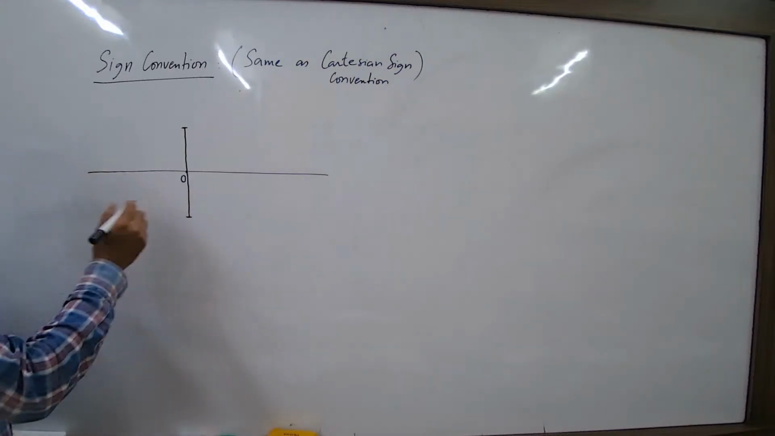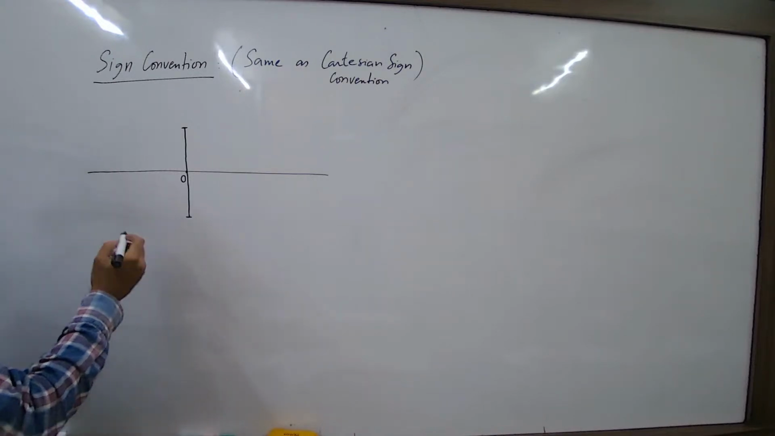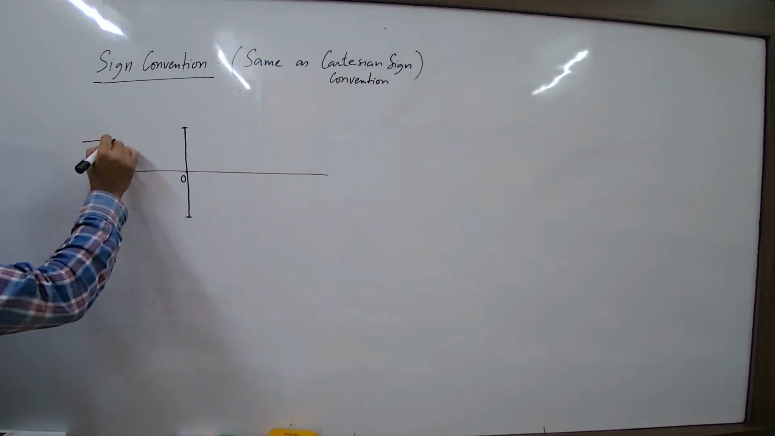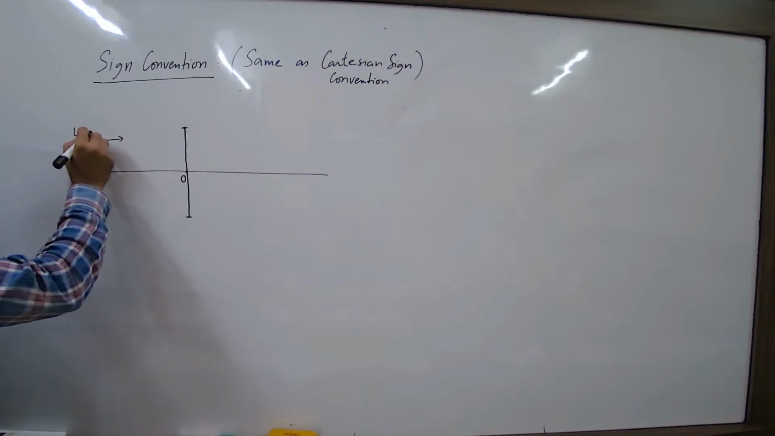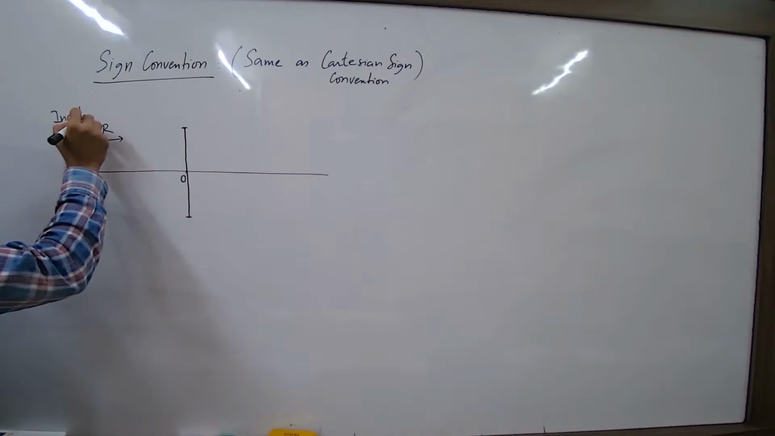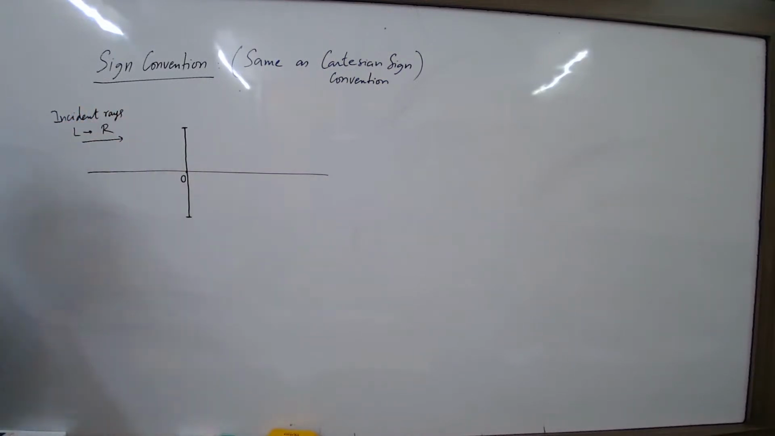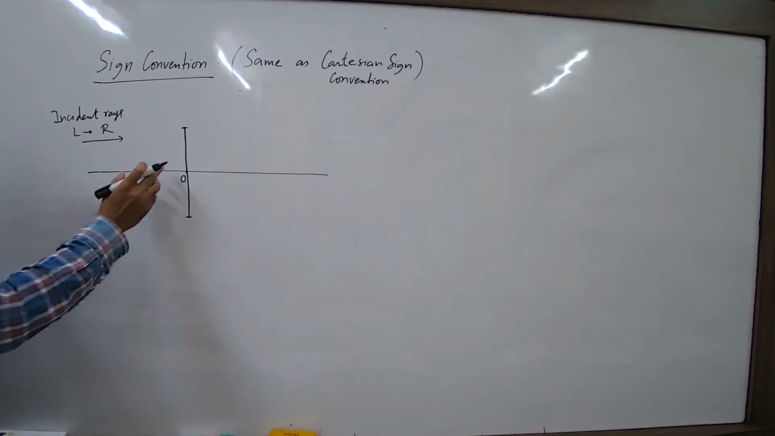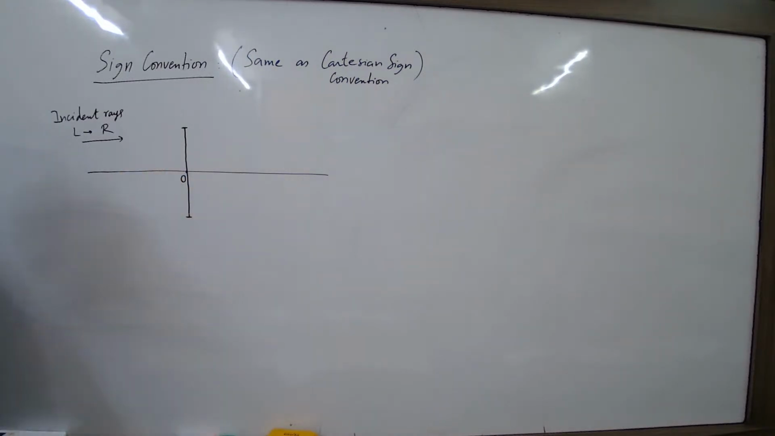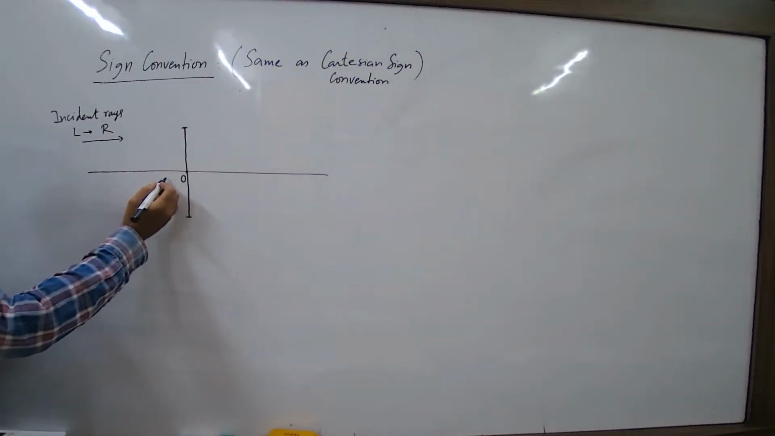So this is like the x-axis. So now what is positive? Okay. So all the incident rays will come left to right. Incident rays will always be left to right. And all the distances will be measured from the optical center. Are you listening? All the distances will be measured from the optical center.